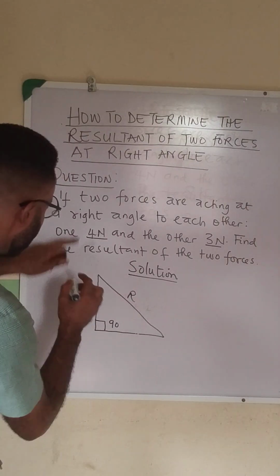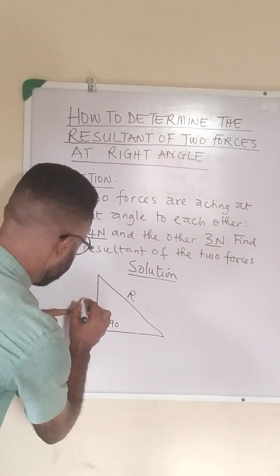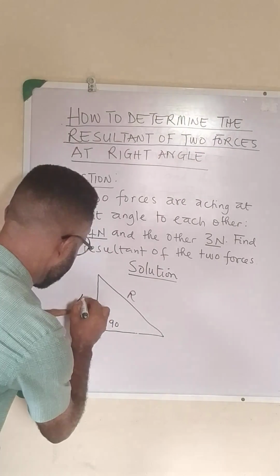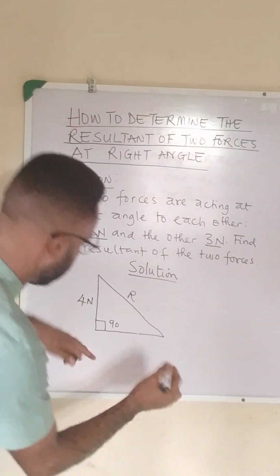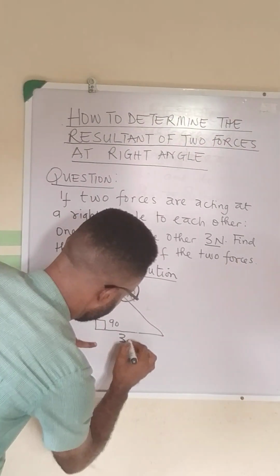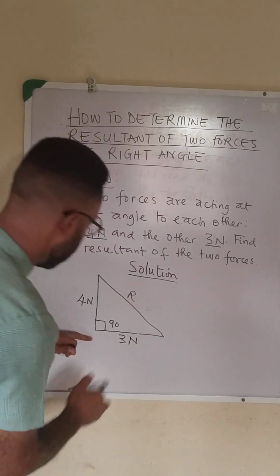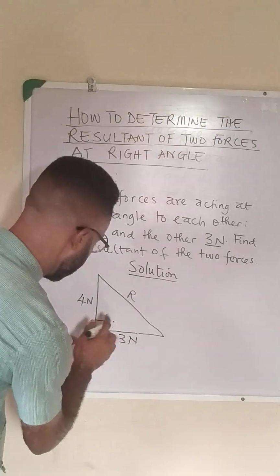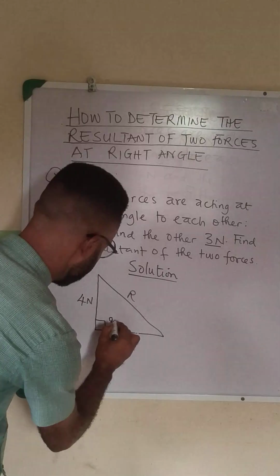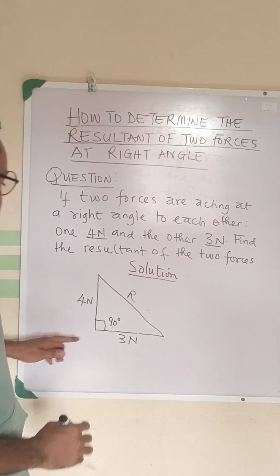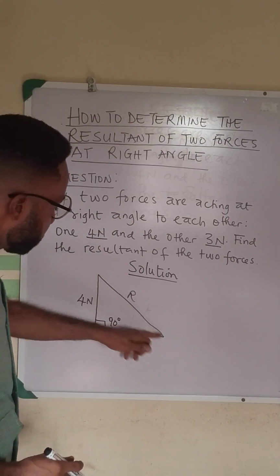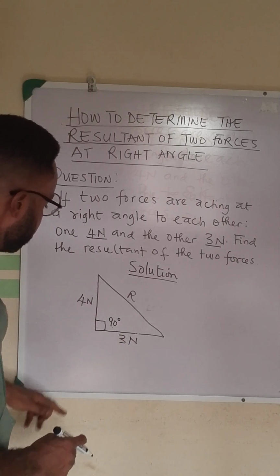Okay? And so one of the forces is 4 Newton. We can have 4 Newton here. And then the other is 3 Newton. We can have 3 Newton here. So the angle here is 90 degrees. So this is the resultant we are asked to determine for these two forces.